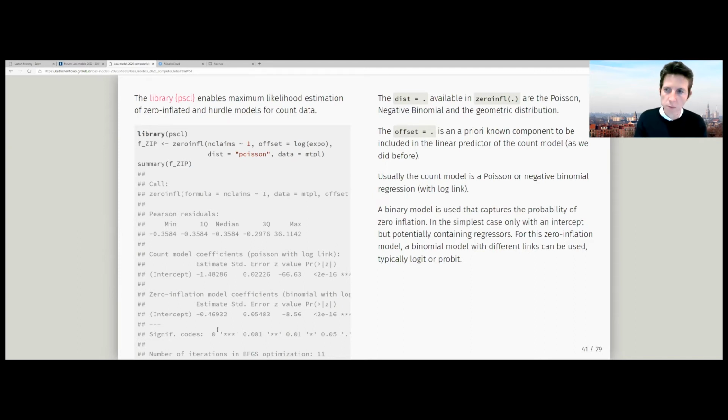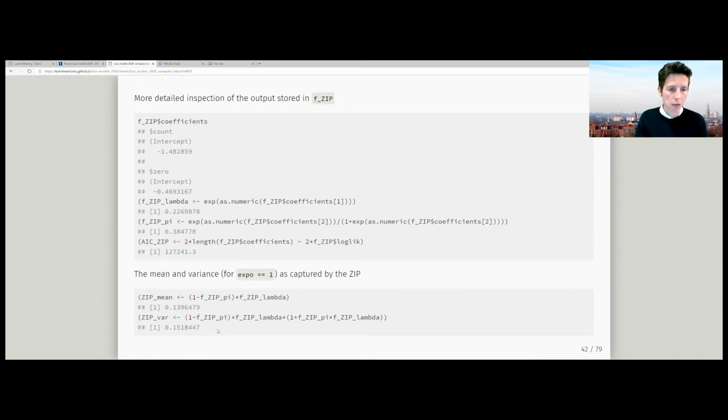But I think it will become more clear if I also look at the way how I can then extract my information from the fitted model. And the fitted model here is stored in fzip. So I can look at the coefficients. I get an intercept in the count model. So that's an intercept in my Poisson model. Also takes the exposure into account. And I've got an intercept in the model that puts the probability at 0, right? So if I now transfer these estimates in the correct way, then I can get more sense out of them.